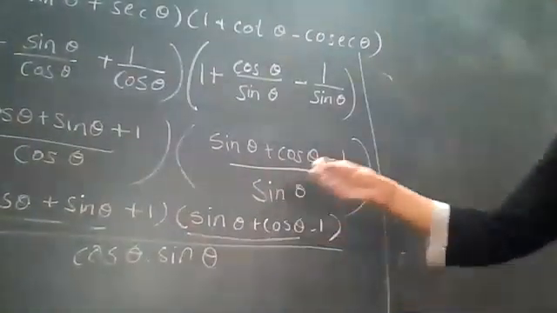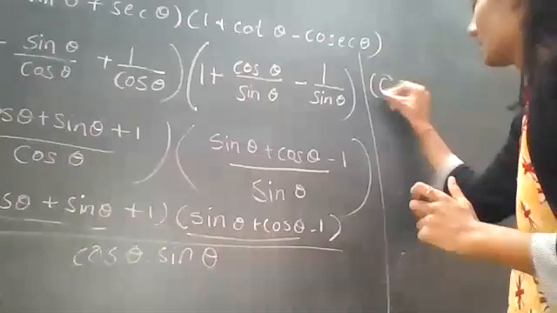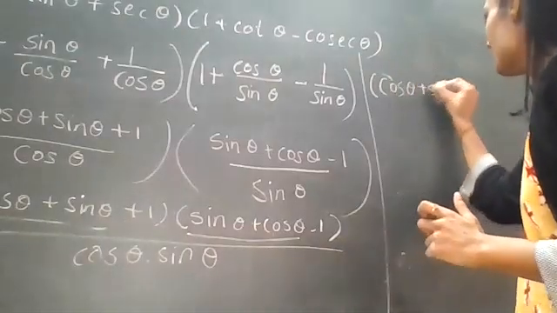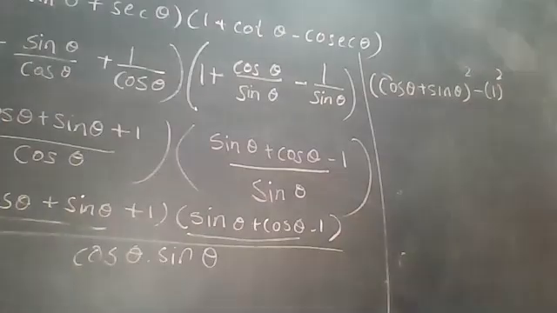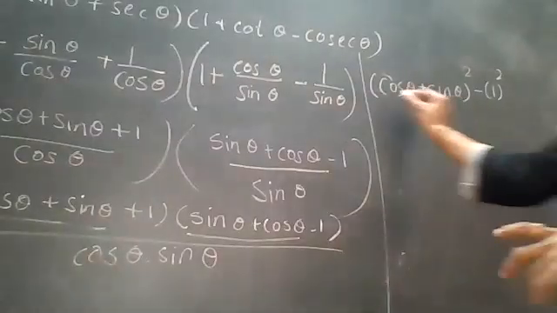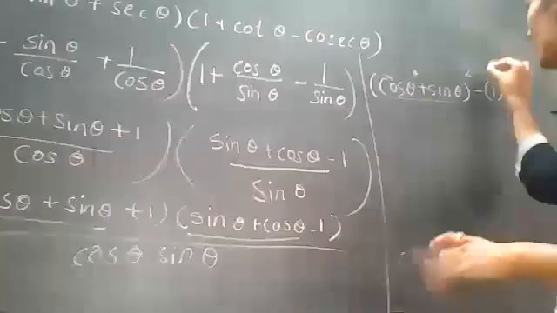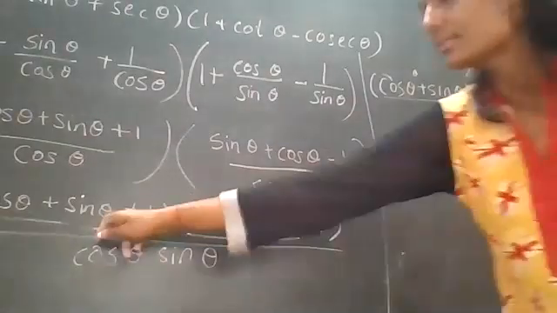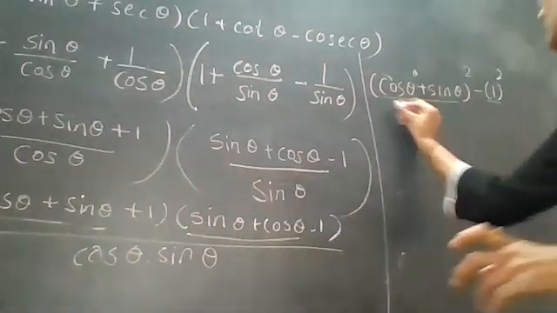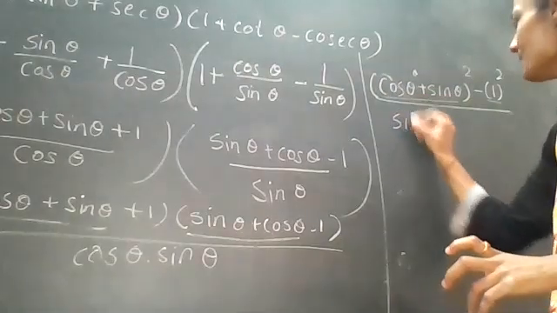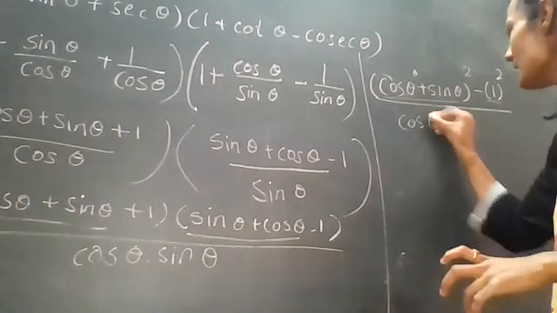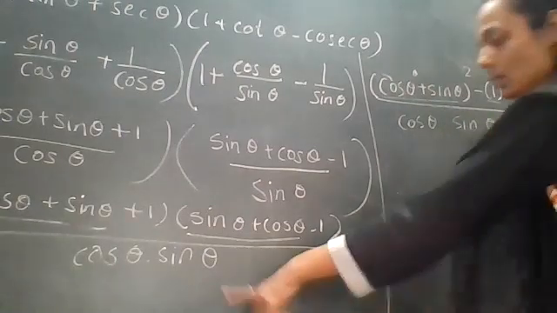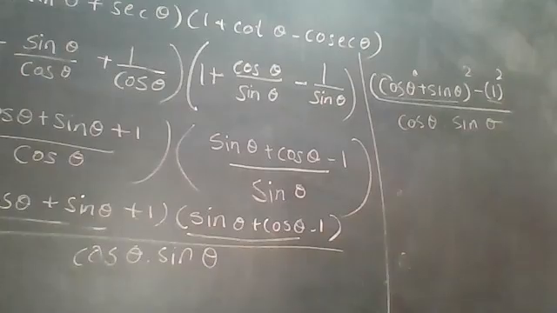So here instead of this, what can we write? Cos theta plus sin theta whole square minus 1 square. Here this whole is your A and this is your B, that represents this term. And in this way we can write sin theta into cos theta, or we can write cos theta into sin theta, that we have written over here. Okay, same we are going ahead.